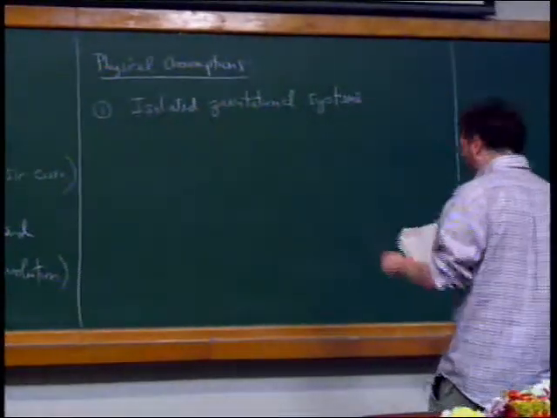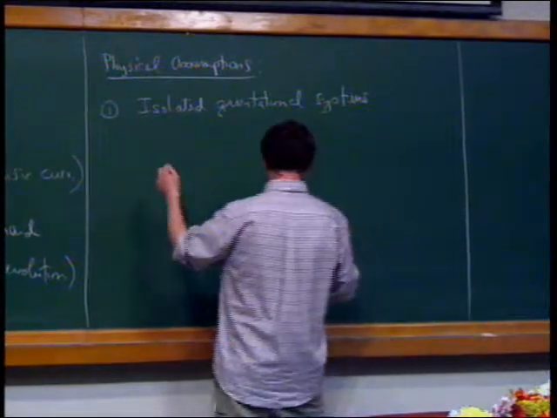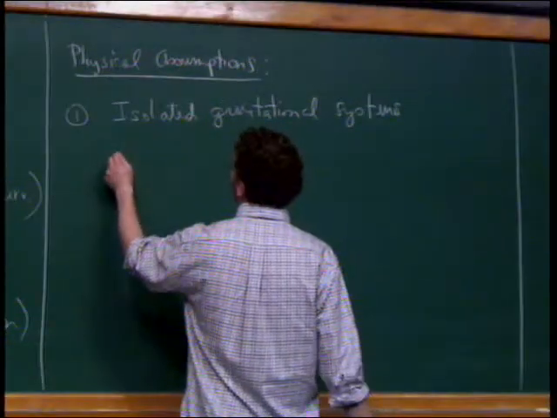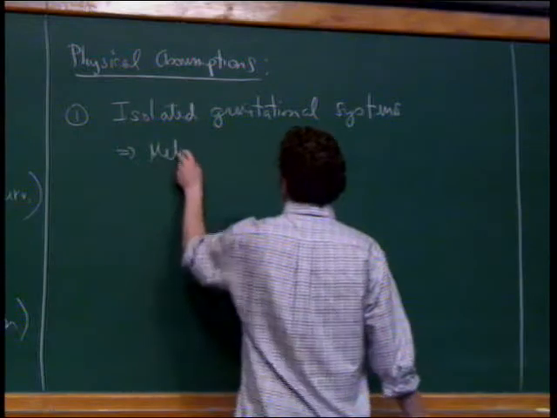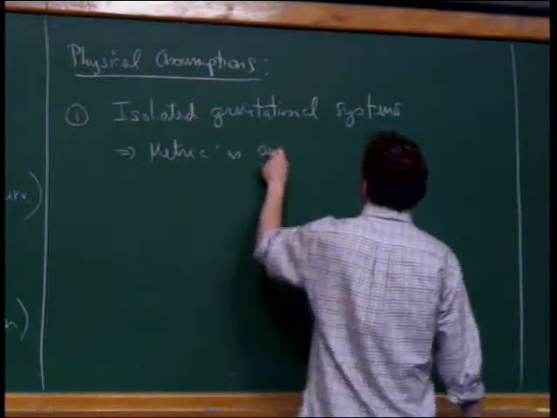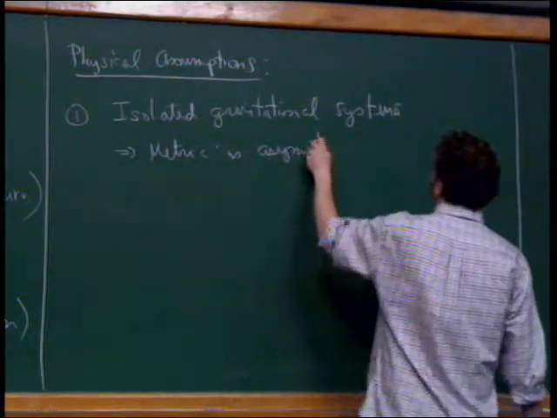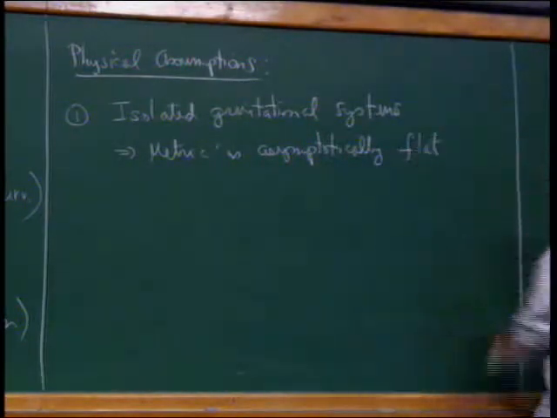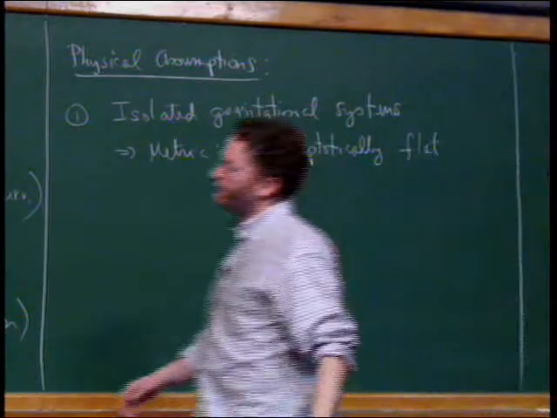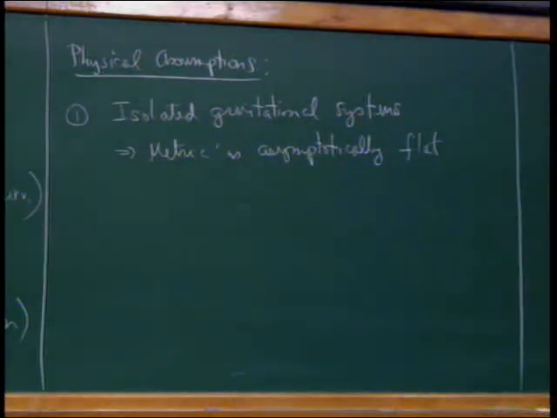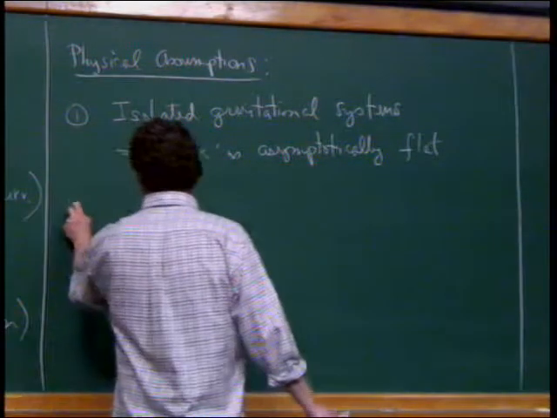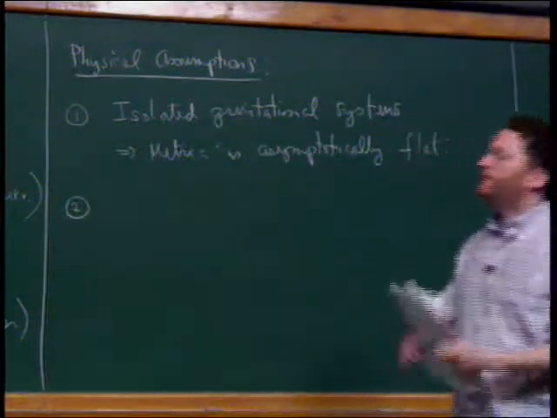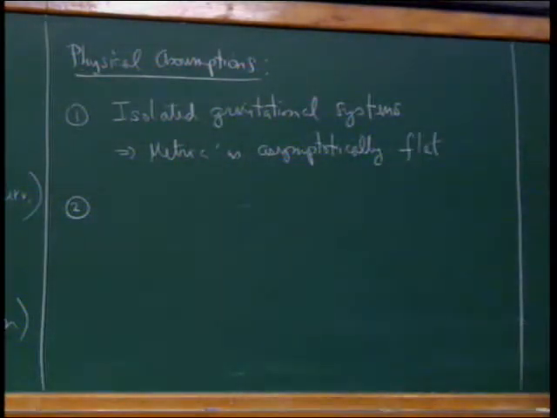So if you translate this into math, this means that the metric is asymptotically flat. I'll be more precise in a little bit, but the idea is that the metric becomes very close to the Euclidean metric outside a compact set.